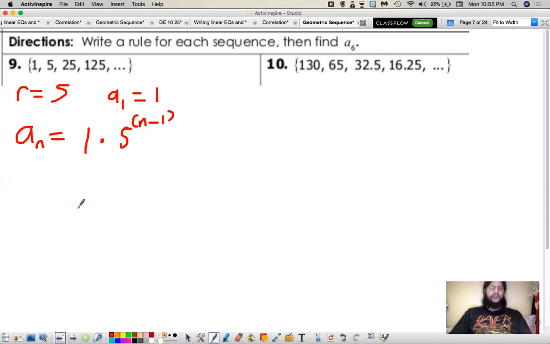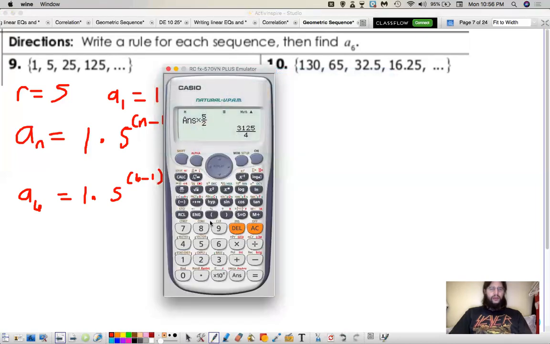This wants a 6. So we need 2 things. First, we need to find the general explicit formula. Then we need to plug in the number 6. And that 1 times isn't going to do us any good. So 5 to the 5th power is 3,125.